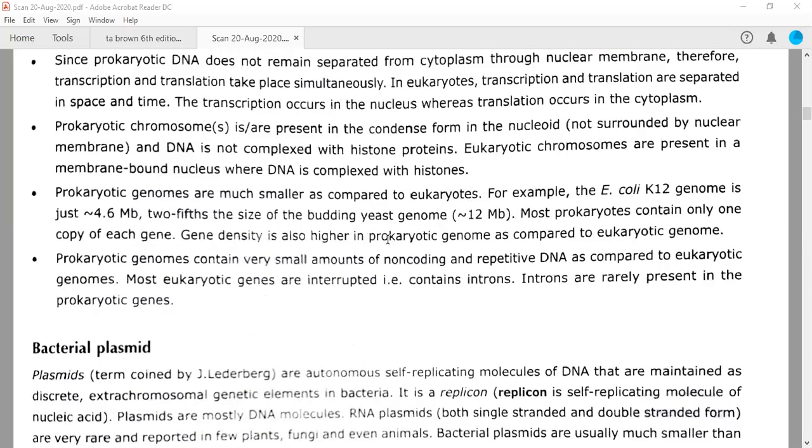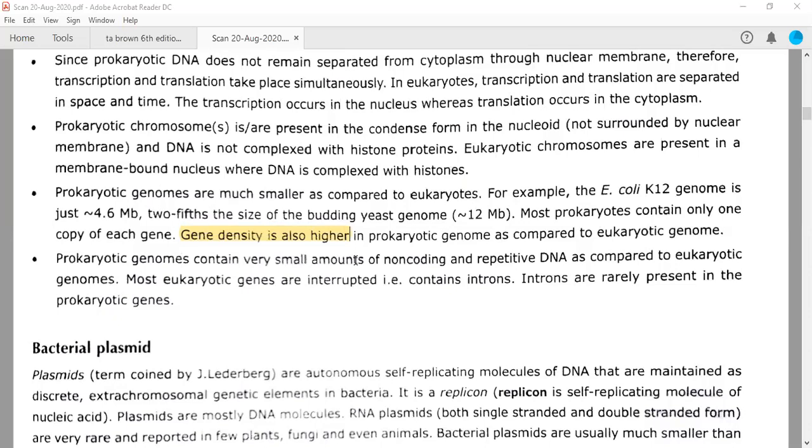Gene density is also higher in prokaryotic genome as compared to eukaryotic genome. So you need to remember this: the gene density is higher in prokaryotes, but the size of overall genome is small as compared to eukaryotes, because we are having most of the non-coding regions in DNA. So these introns are actually making up most of our DNA, but bacteria are more efficient. Gene density is high because the size of DNA is less, so the number of genes is present in high number.